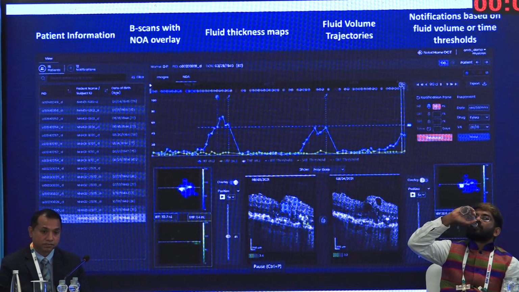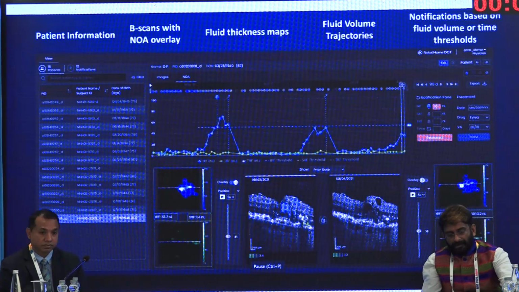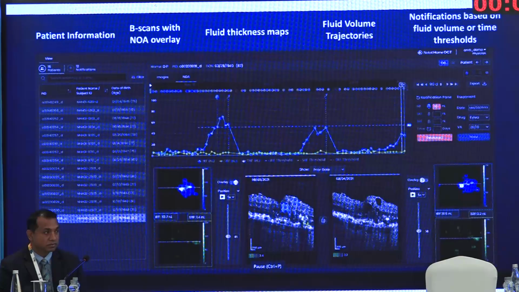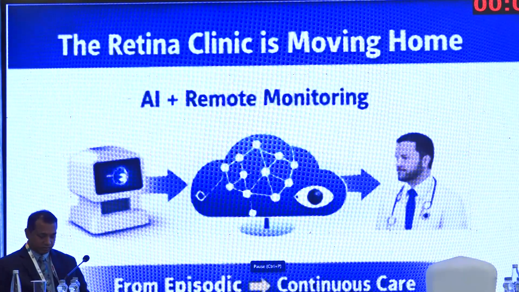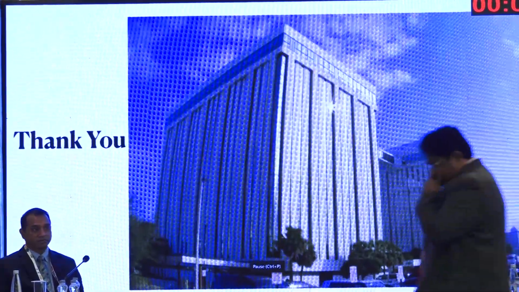So the clinician can change it because he can analyze, and if the OCT has pseudo pockets of fluid, he can increase it to 20%. Or if he wants a fixed visit, he can put a date and time after the injection when he wants the patient to come back. So definitely the retina clinic is moving towards home monitoring, and AI is making it possible. As I told you, we are trying to move from episodic to more continuous care. Thank you very much for listening to this talk.